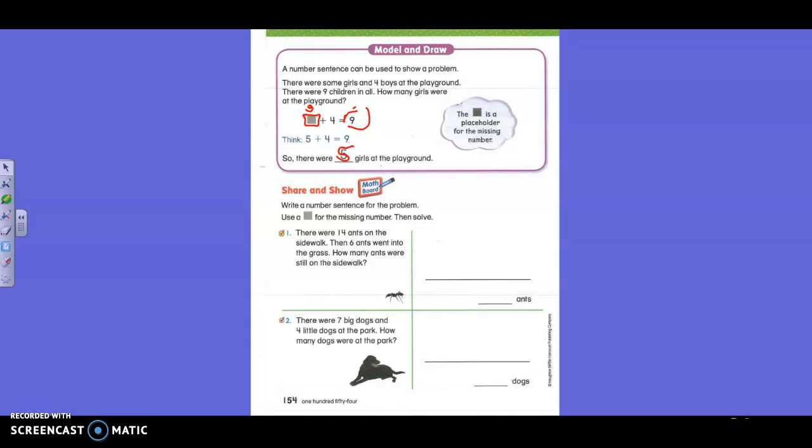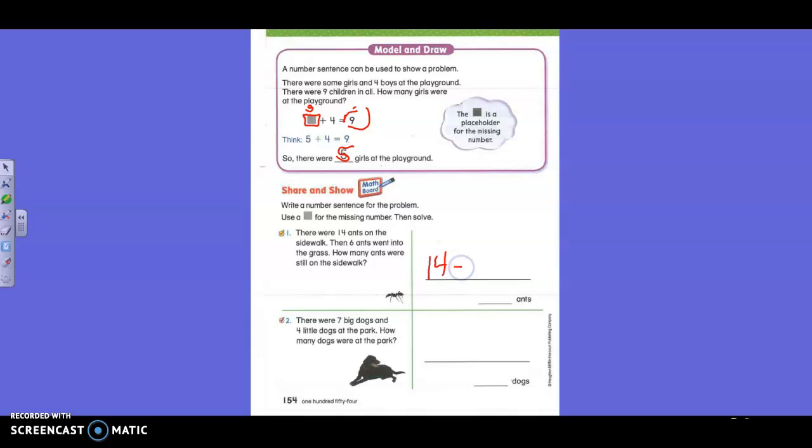Then 6 ants went into the grass. How many ants are still on the sidewalk? What do you think we're going to do here? Add or subtract? Subtract. Okay. So, what's our first number going to be? 14. There were 14 ants on the sidewalk.